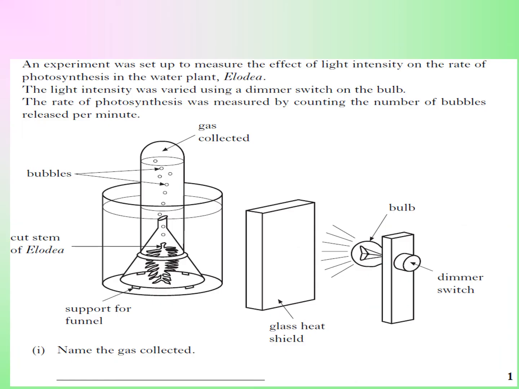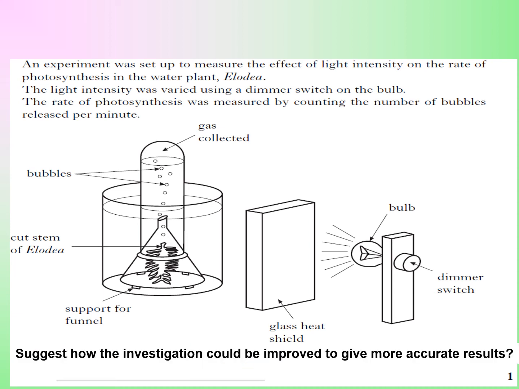An experiment was set up to measure the effect of light intensity on the rate of photosynthesis in the water plant Elodea. The light intensity was varied using a dimmer switch on the bulb. The rate of photosynthesis was measured by counting the number of bubbles released per minute. What would the gas collected be? So what gas leaves through the stomata? Oxygen. And remember, oxygen is formed by water being split into hydrogen and oxygen.